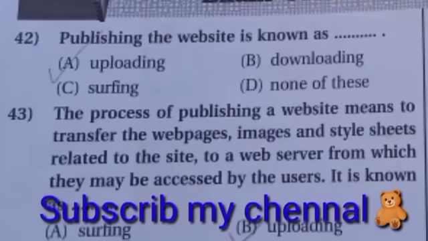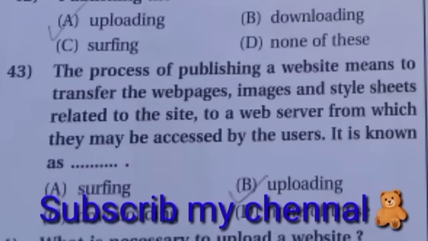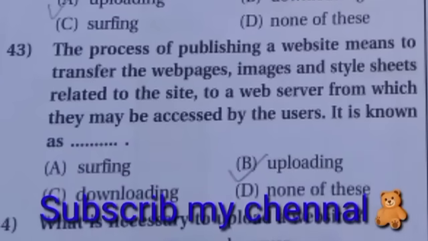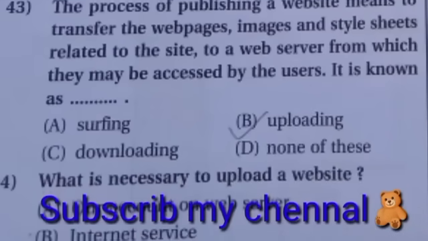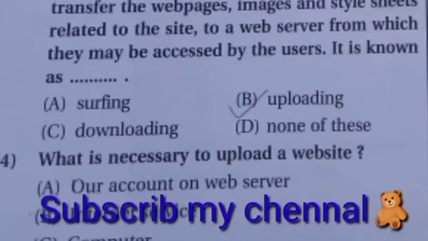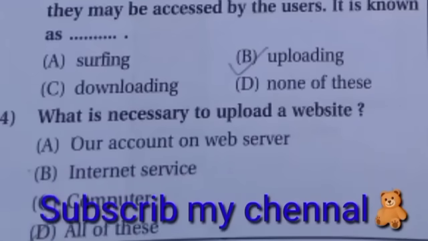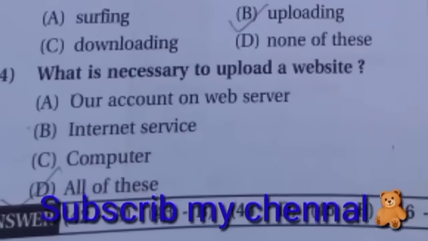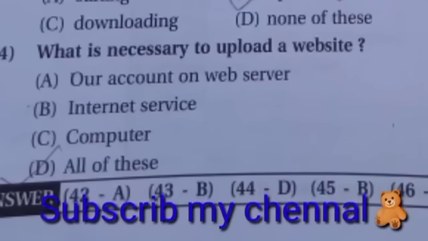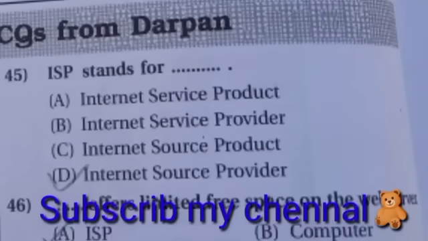The process of publishing a website means to transfer the web page, image, and style sheets related to the site to a website server from which they may be accessed by the user. It is known as dash. So B is uploading. What is necessary to upload a website? The answer is D, all of this.